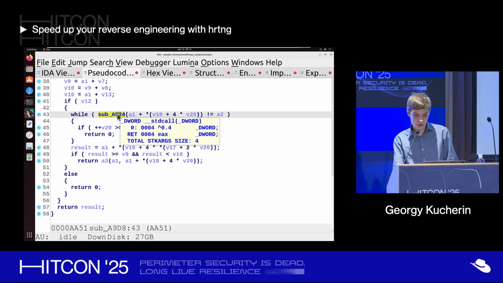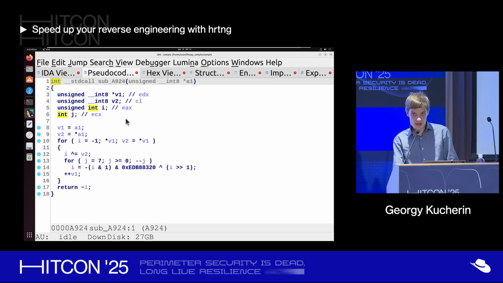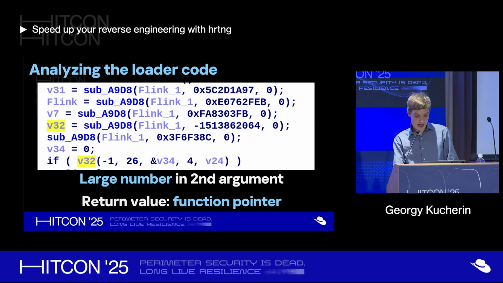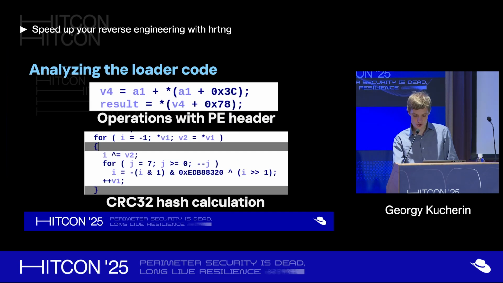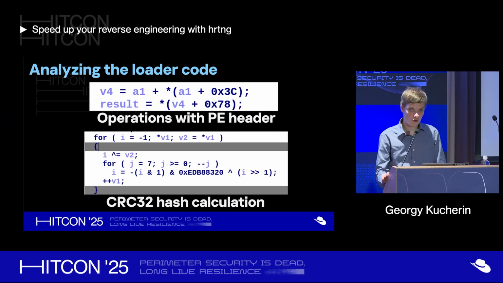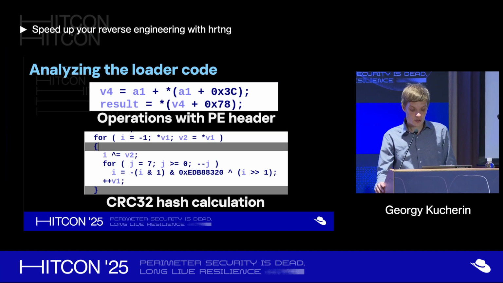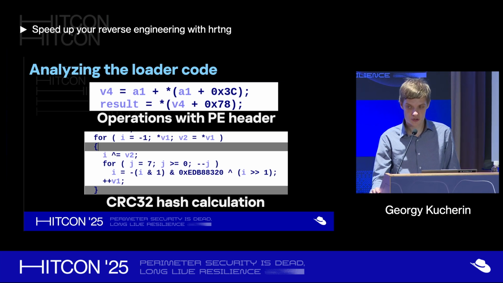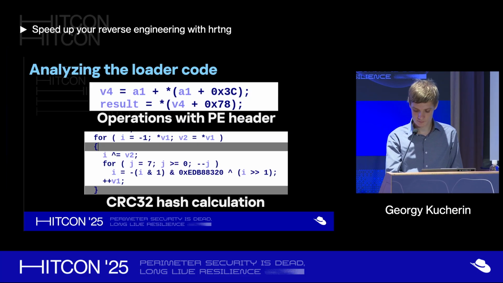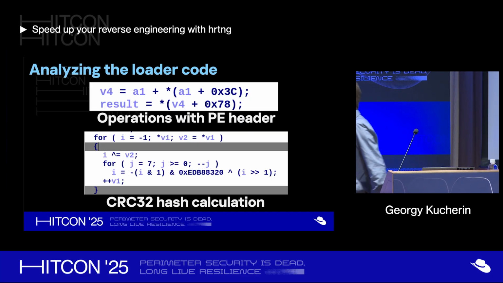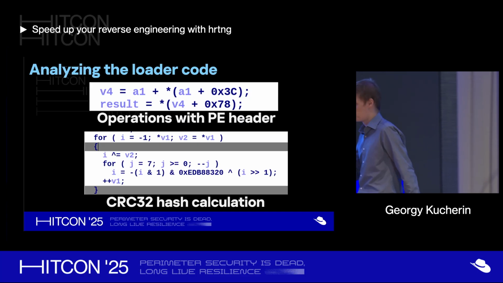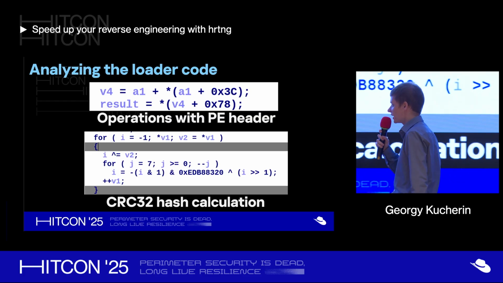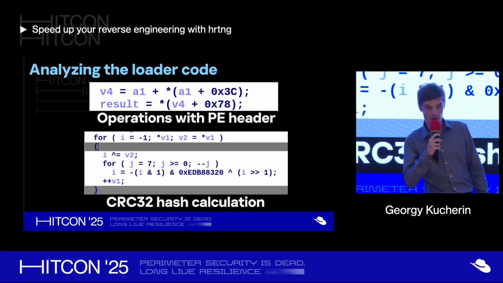And if we look at it, we can see that it executes a loop which involves manipulations with this constant over here. And if we perform a Google search on this constant, we'll find out that this constant is involved in calculating the CRC32 hash value. And so, we have a function that does both operations with the PE header and a hash calculation.